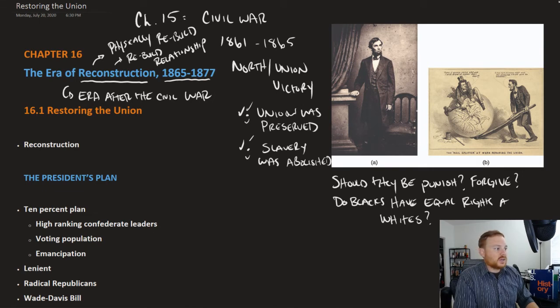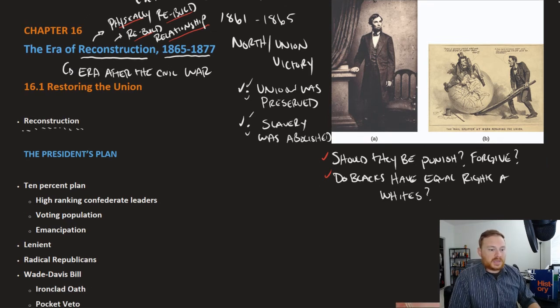So it's about these 10 or so years, however long it ends up being. It's about physically rebuilding the country, rebuilding the relationship between North and South, and then trying to decide all these other questions related to the war. So again, this term Reconstruction, we got a definition for it here. It's the time period after the Civil War where the country is physically rebuilding itself and rebuilding the relationship.